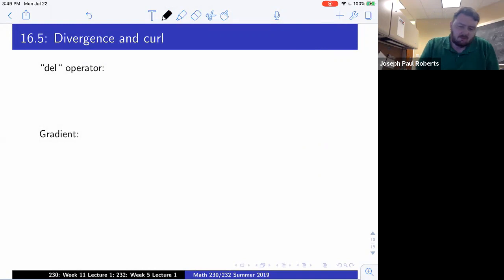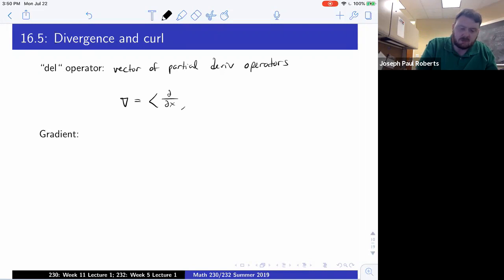So let's talk about divergence and curl by first reviewing this idea of the del operator as well as the concept of gradient. So the del operator, it's the vector of partial derivative operators. And so it's the only symbol that's a vector in this course that I don't put an arrow over. I maybe should. It's just, I don't know, can't teach an old dog new tricks. I'm not used to doing that. So anyway, you're just going to have to remember that it's supposed to be a vector.